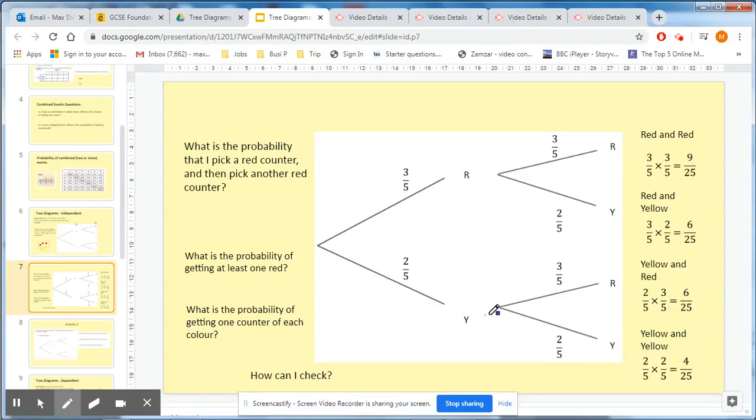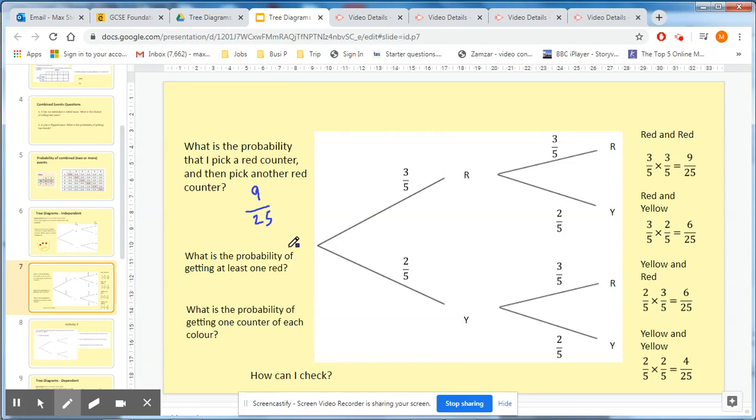When you see these in the exam, they often come as questions where, first of all, you fill in the tree diagram, so you complete it, and then they're going to ask you some questions about it. So I've got 3 questions here. One of them says, what's the probability that I pick a red counter and then another red counter? So I can just follow my branches here. I pick one red, and then I pick another red. So red and red, I would multiply the probabilities. 3 divided by 5, so 3/5 times 3/5 is 9/25. So let's write 9/25.